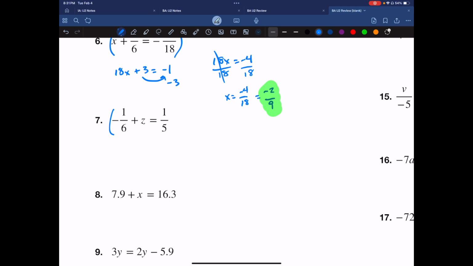Again, 7, same process. What would have been my common denominator? 5 and 6 are so close together that the thing that they're going to go into is 30. So multiply everything by 30. 6 goes into 30 5 times. That's a negative. So it's going to be negative 5 plus 30z equals 5 goes into 30 6 times. So there you go. I'm going to add 5 to both sides to move it. So it's going to be 30z equals 11. So when I divide, that's going to be z equals 11 over 30.